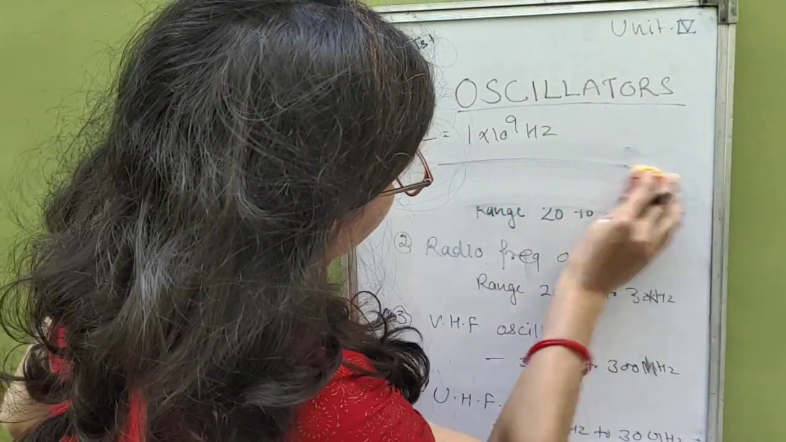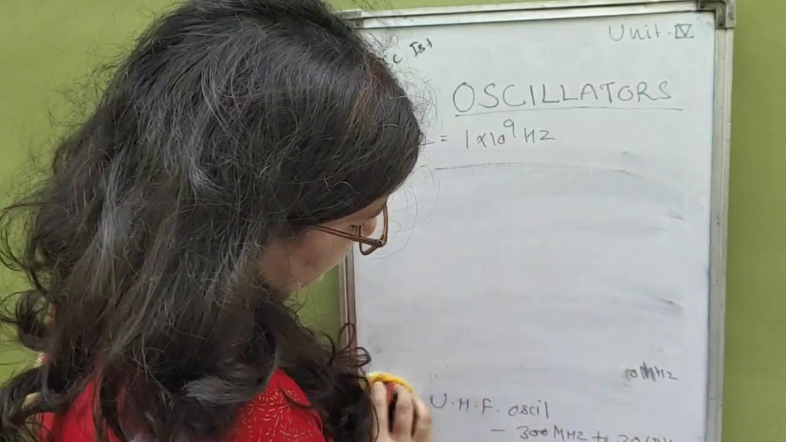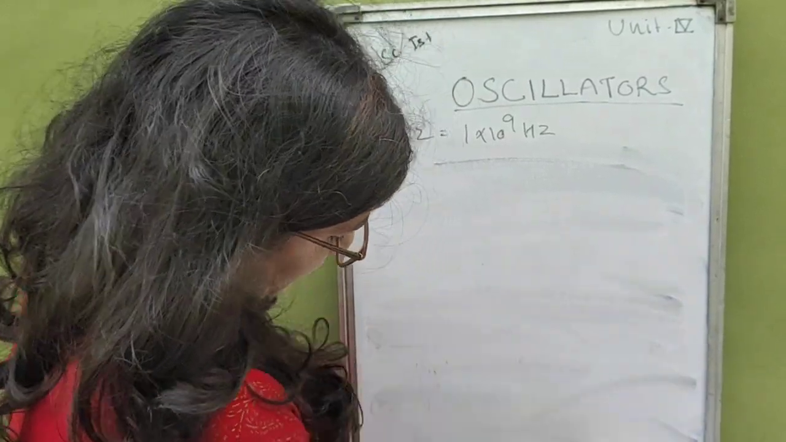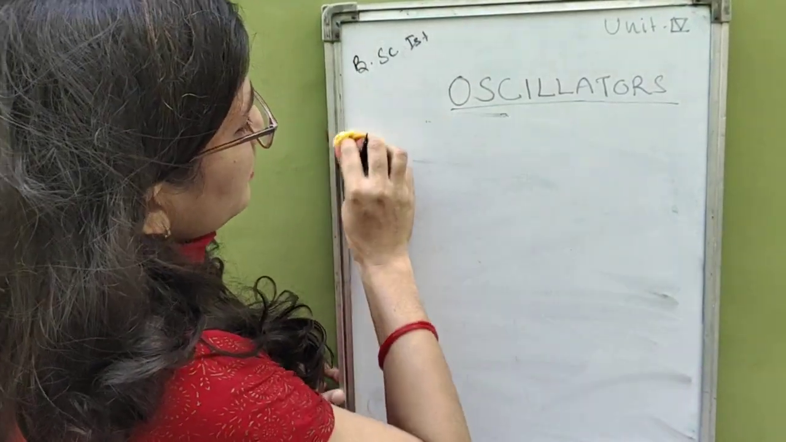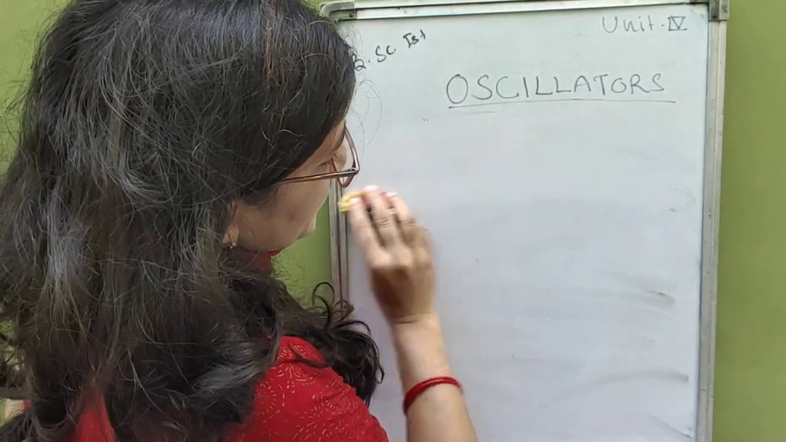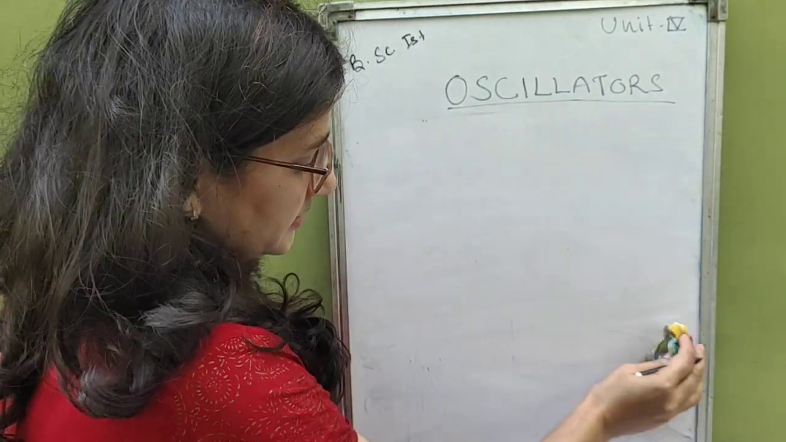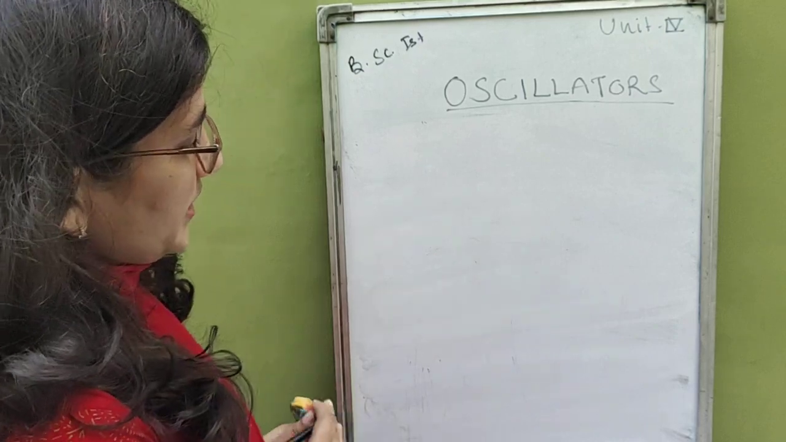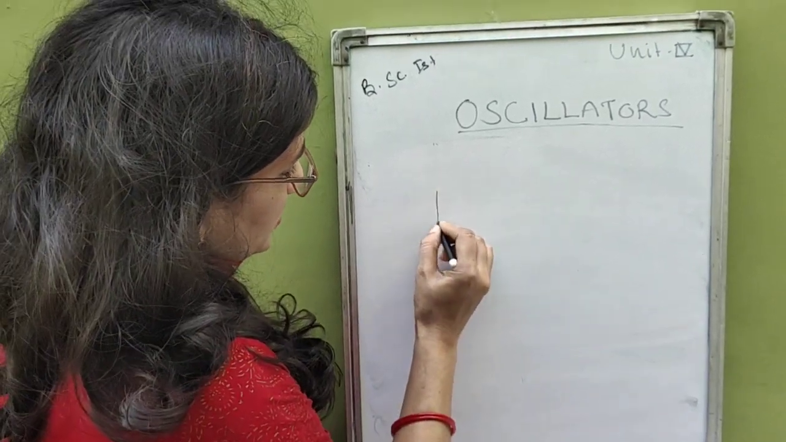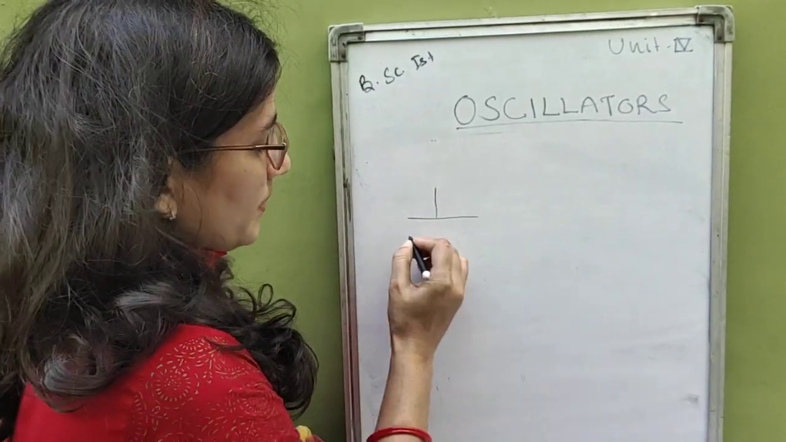So we can draw the tank circuit. How can the tank circuit be drawn? This is the parallel combination of a capacitor and an inductor. Parallel combination means here is the capacitor, and the capacitor consists of two plates.